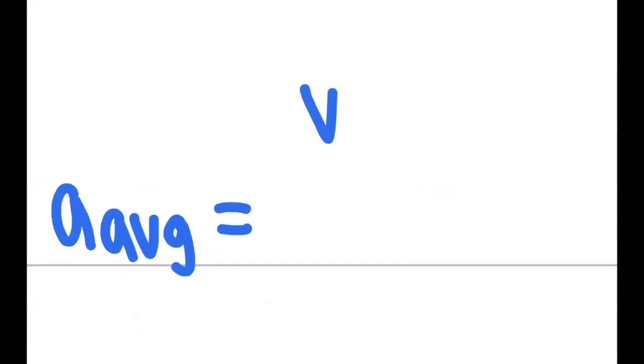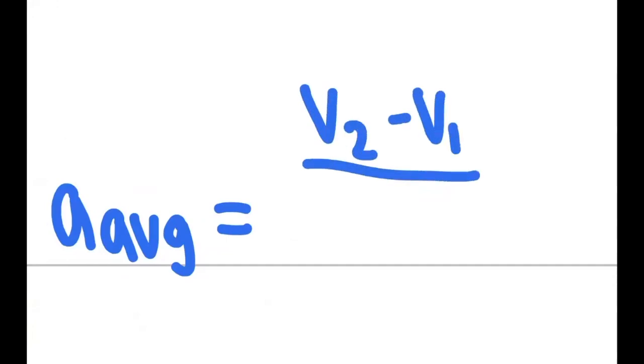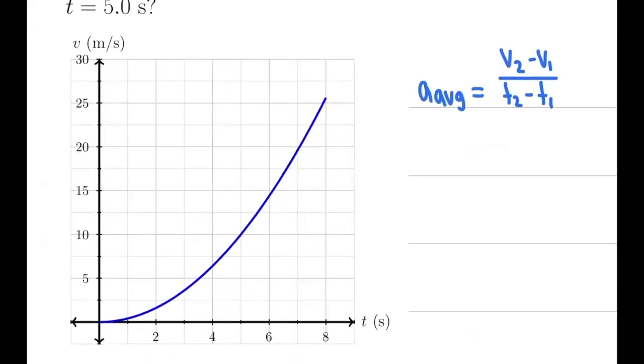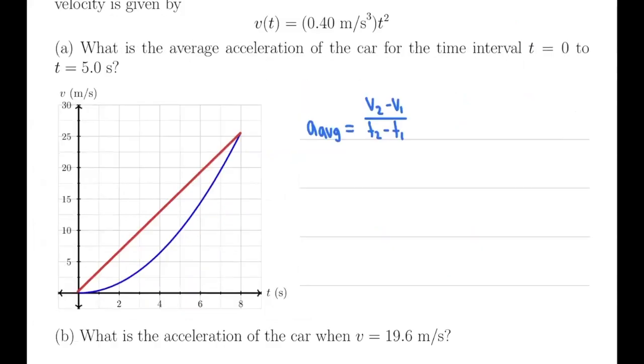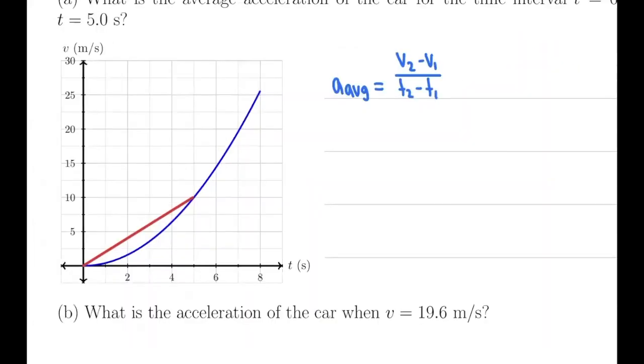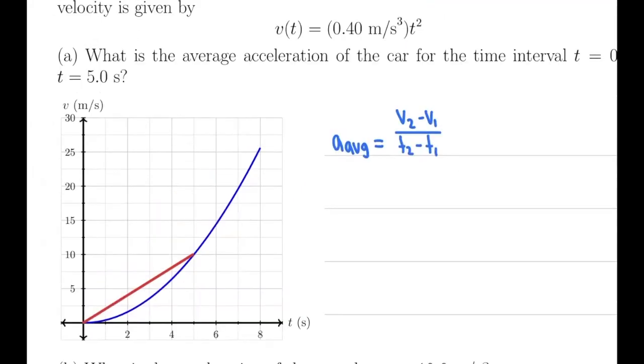Exactly. So average acceleration, we know the formula is v2 minus v1 over t2 minus t1. So this is just slope. It's y2 minus y1 over x2 minus x1. It's the slope of this secant line specifically from 0 to 5 seconds. So it's from here to here. All right, so the slope of that line will give you the average acceleration. Again, you can plug in 5 seconds here, but you could also just look at the graph.